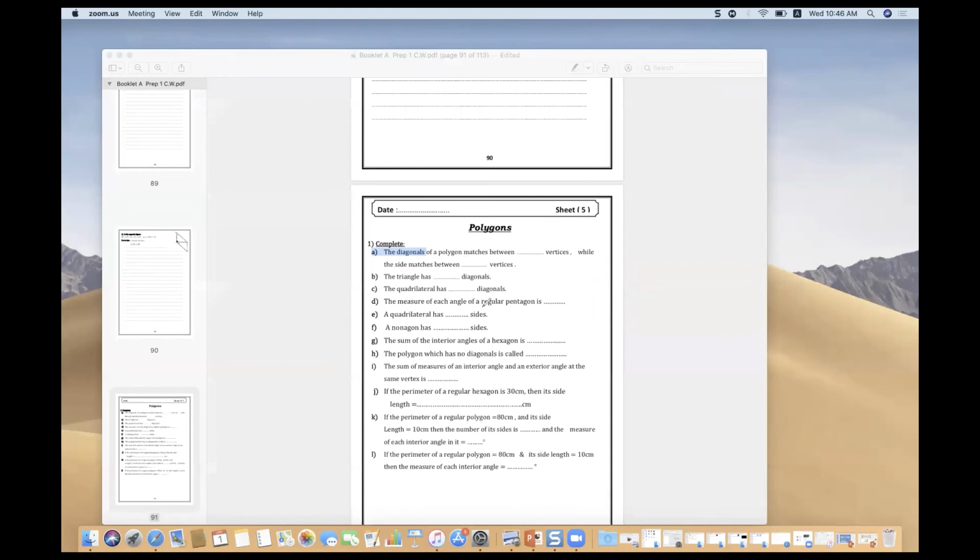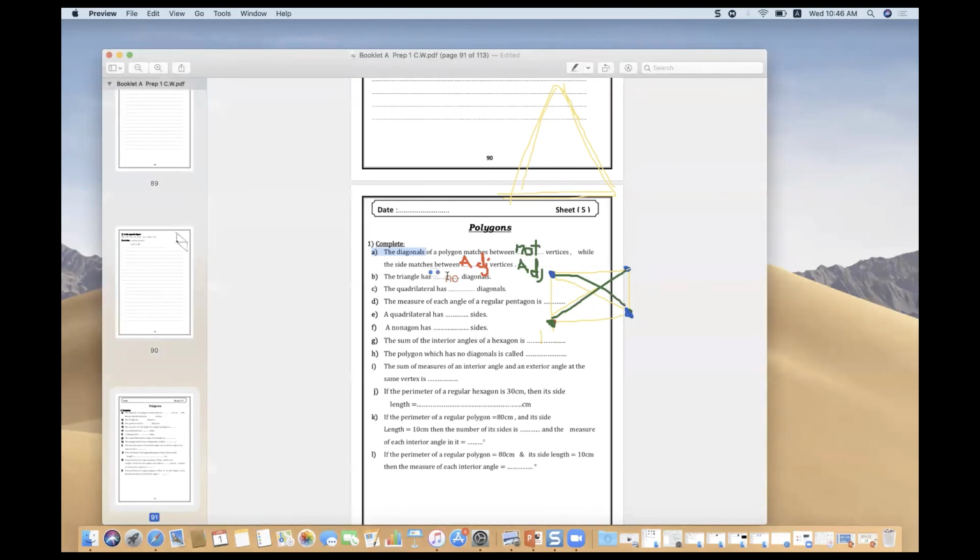What about the triangle? It has how many diagonals? No, 0. It does not have any diagonals. If I do this I get a side, if I do this I get a side, if I do this I get a side. It has no diagonals. Okay? 0 or no diagonals. The quadrilateral has how many diagonals? 2. Yes, excellent. 2.